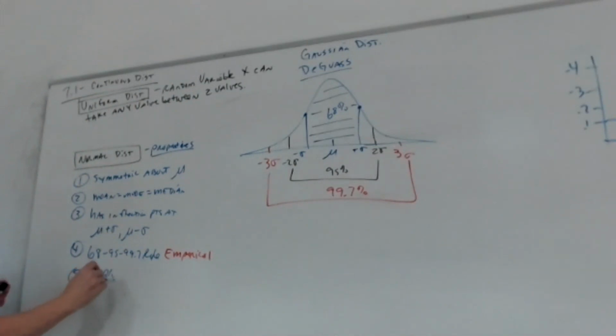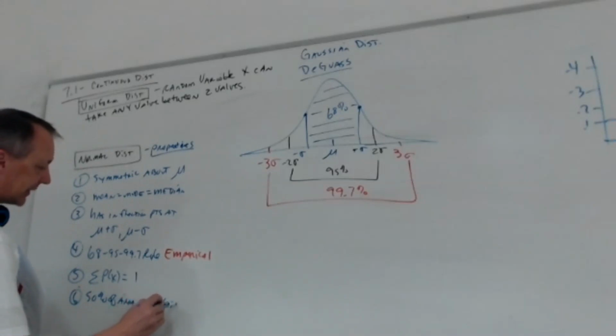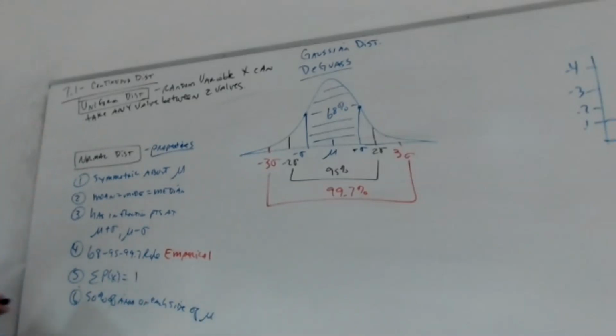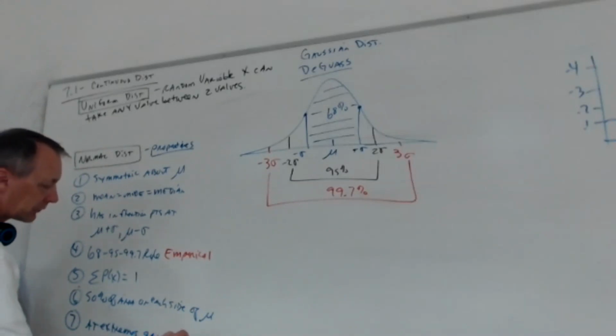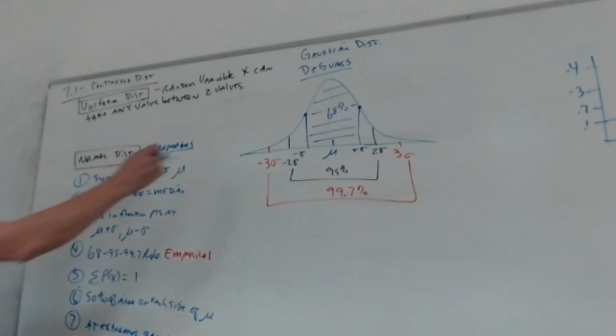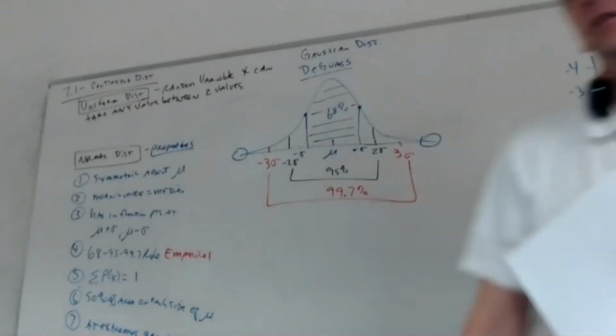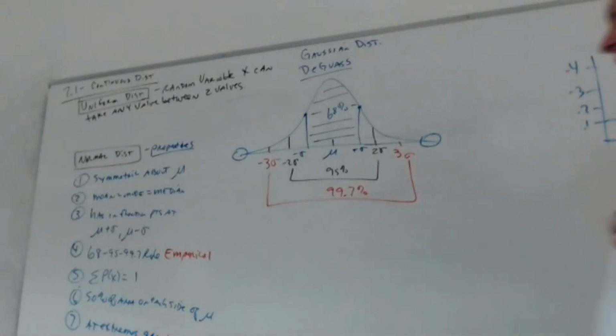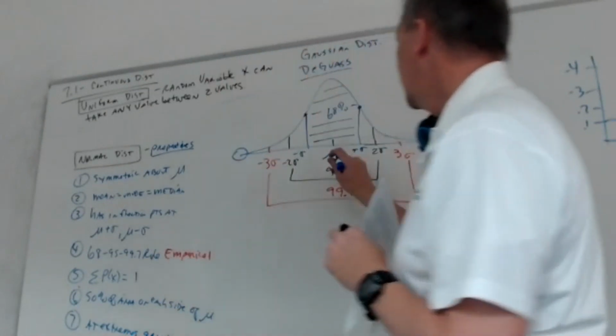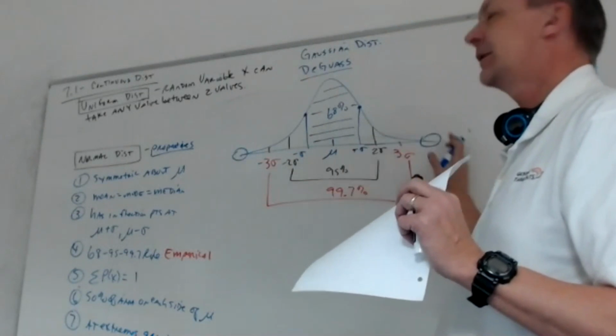Number 5, what should the sum of all probabilities be under the curve? Should be 1, you already knew that rule. Number 6, 50% of the area is on each side of the mean. And number 7, at extremes, the graph approaches 0. Okay, and you can see that here. It's very close to 0. I made it look like it goes there, but it doesn't. It just gets really close. What does number 6 say? Number 6 says 50% of the area is on each side of mu. So you've got 50% over here, you've got 50% over here. Okay?